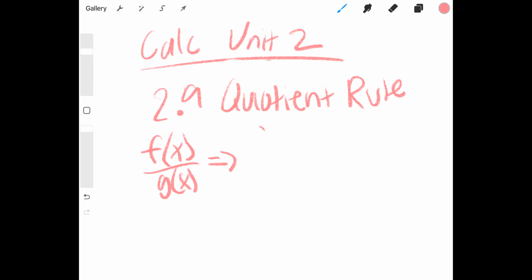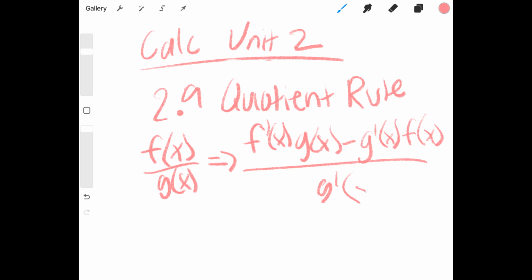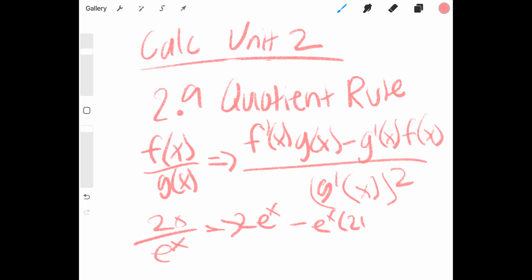f of x divided by g of x, if you try to differentiate that, it's equal to, wait for it, f prime x times g of x minus g prime x times f of x, divided by g of x squared. For example, 2x divided by e to the x turns into 2 times e to the x minus e to the x times 2x, all divided by e to the x squared.